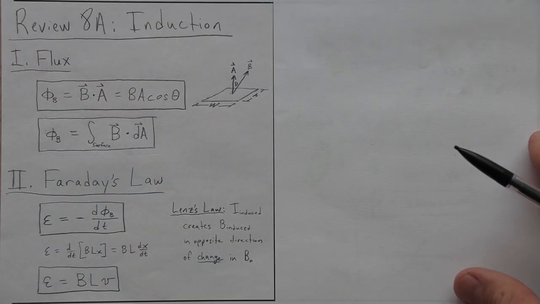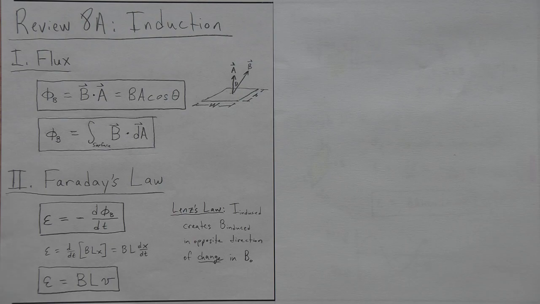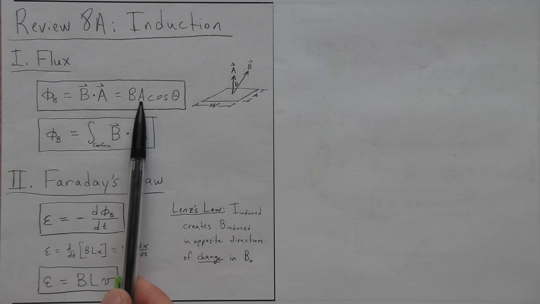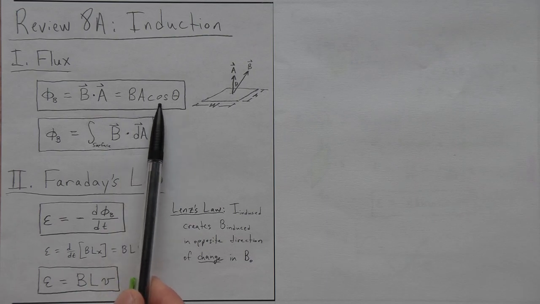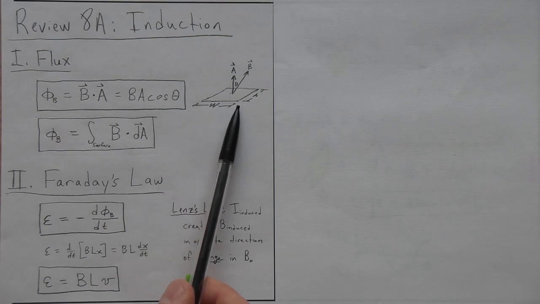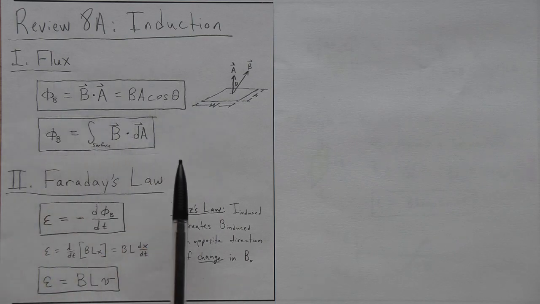All right, so here we have flux defined, B dot product area, so the dot product between those two vectors, and you could write that as a scalar product of the length of the magnetic field vector, the length of the area vector, times the cosine of the angle between the two. So here I have a little diagram to show you this concept.